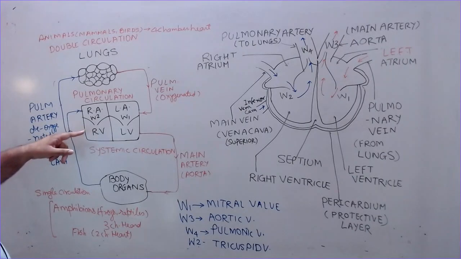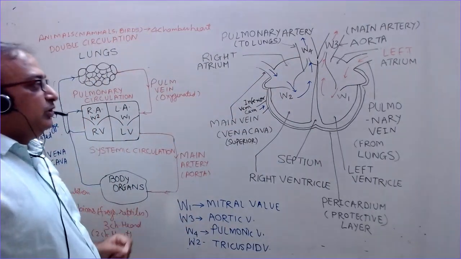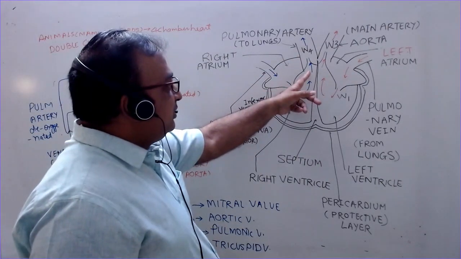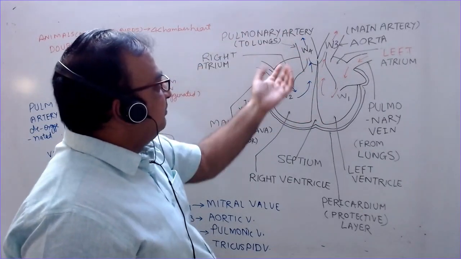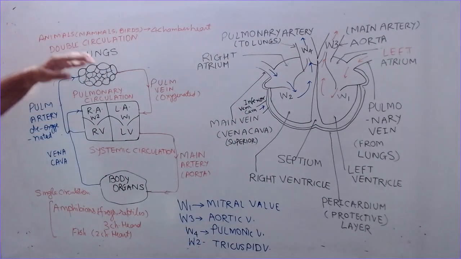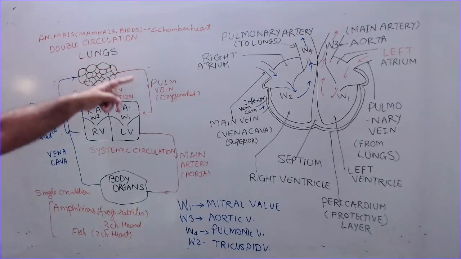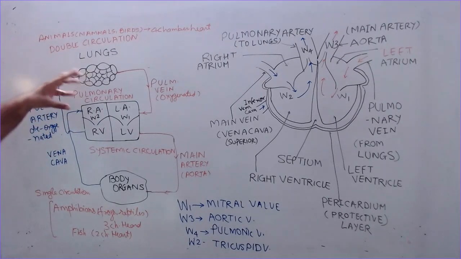So through this, the blood is pumped through the pulmonary artery. This is deoxygenated blood. So we have the pulmonary artery, and this valve, W4, is the pulmonic valve. This deoxygenated blood has to release the CO2 it is carrying, and it has to absorb the oxygen from the lungs. So through the pulmonary artery it goes to the lungs, and again the same thing is repeated. This path of the blood, lungs to heart, the upper half, is called pulmonary circulation.